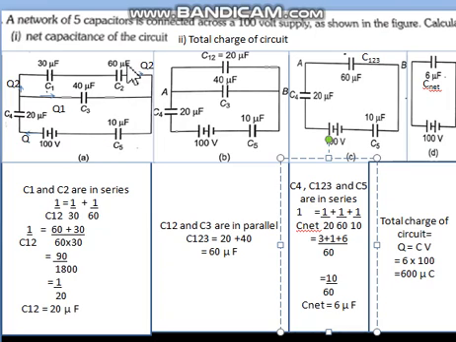The values are printed over the capacitors. So there are 5 capacitors in all. We are asked to calculate net capacitance and total charge, or net charge. Procedure is the same. We have to always find the net capacitance across the battery only. That means battery is here, that means first point is here and second point is here.